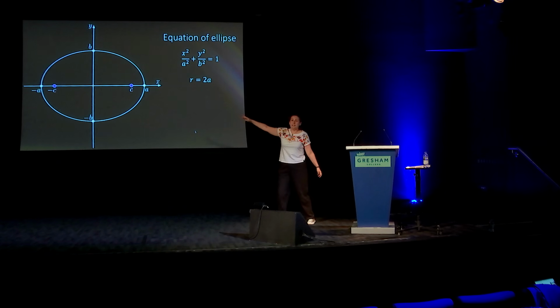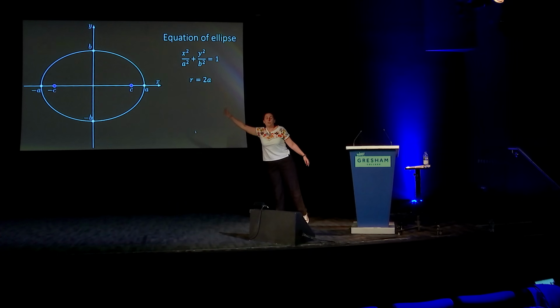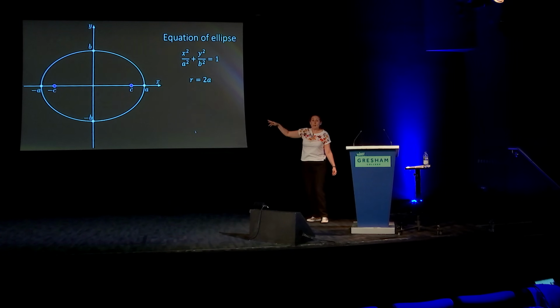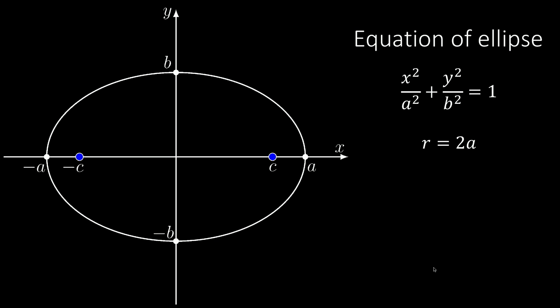The distance to the focus on the far left will be A plus C, and the distance to the nearest focus will be A minus C. So the sum of the distances will be A plus C added to A minus C. So those C's cancel out, and you just get 2A. So that is our R. So we can find that from the graph here. Our R is 2A.